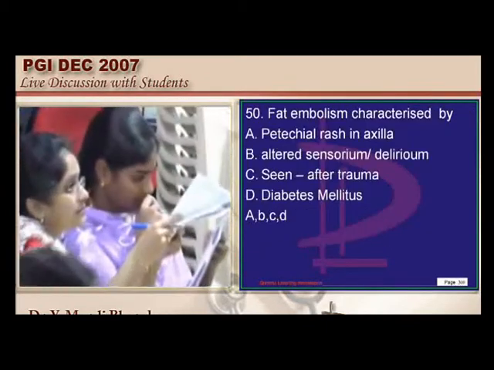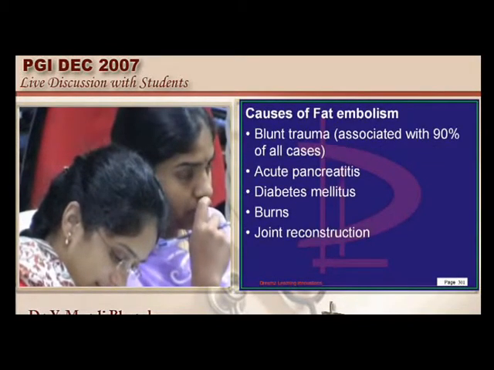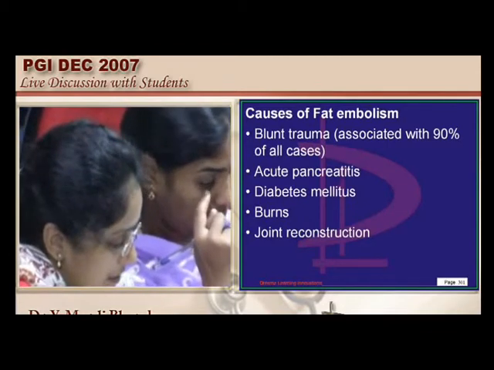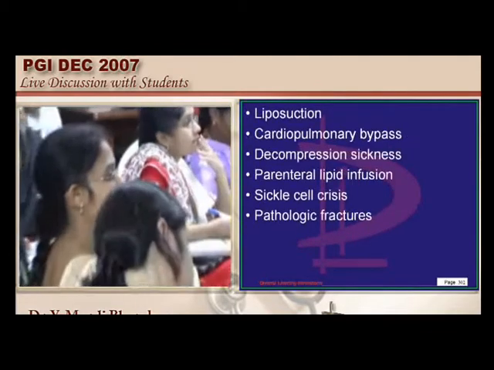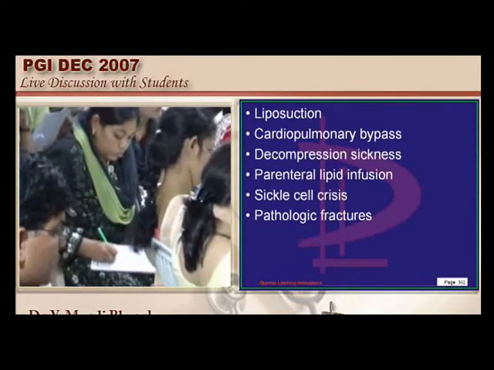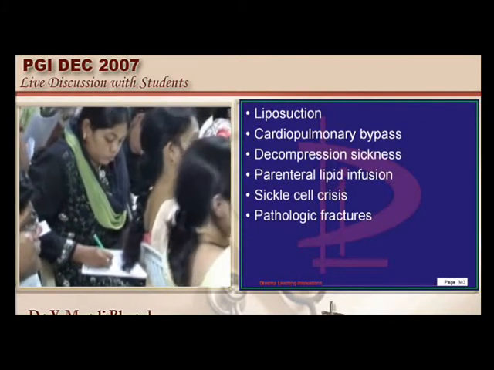Let us talk about the fat embolism. Diabetes is a risk factor which will increase it, and also the hypovolemic shock. Those who are burns patients, liposuction, cardiopulmonary bypass, decompression sickness, acute pancreatitis, they are all the risk factors for the development of the fat embolism, is what has to be remembered.